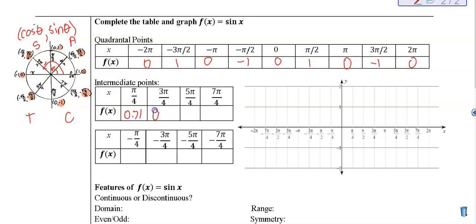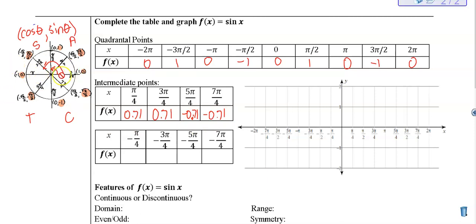Quadrant 2, the sine of 3 pi over 4. Go to quadrant 3. Right? And then go to quadrant 4. The sine of 7 pi over 4 is negative 0.71. Questions? So remember what I said about coterminals?